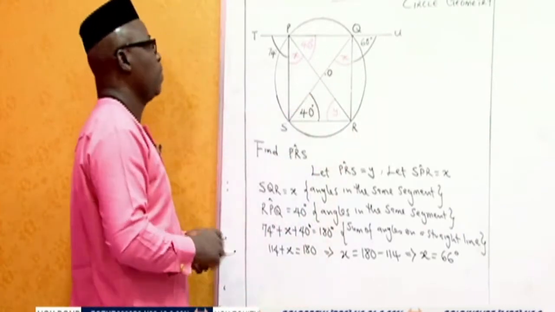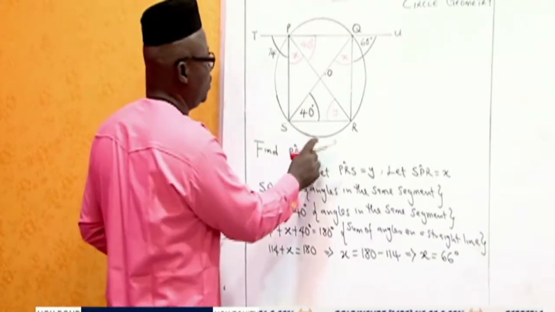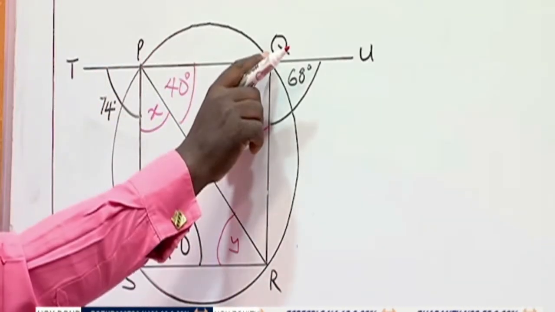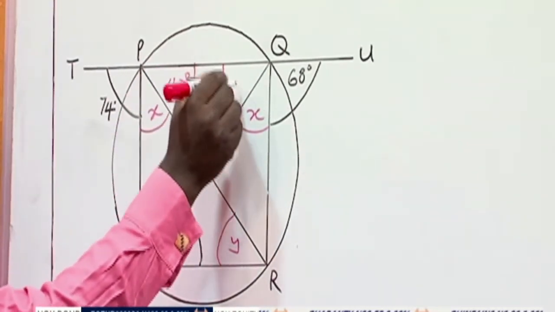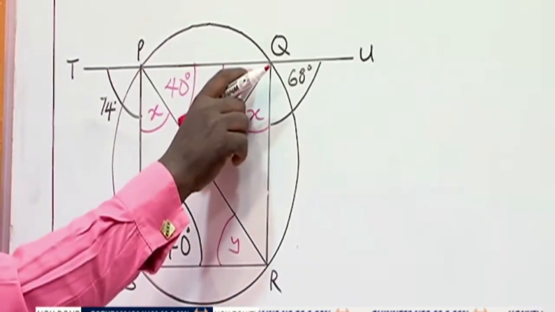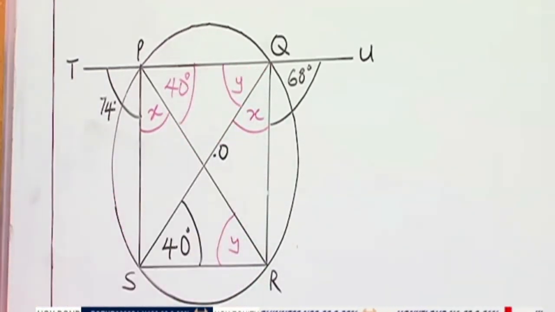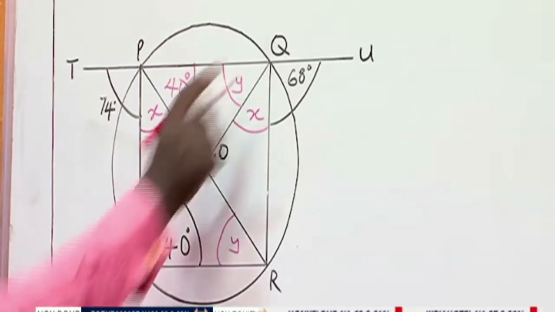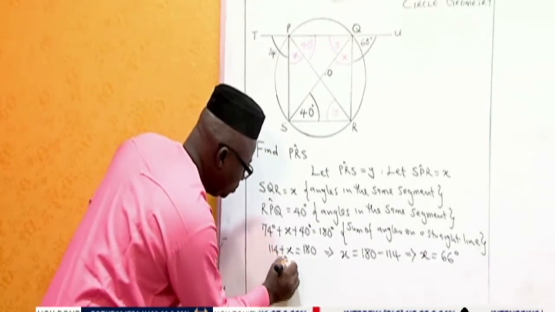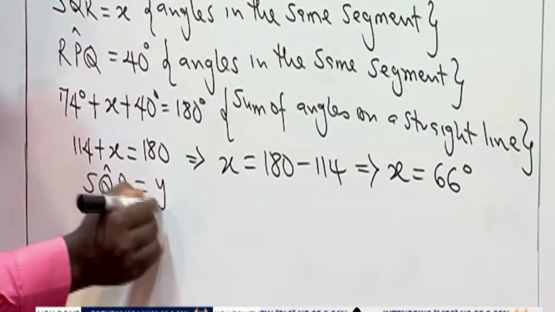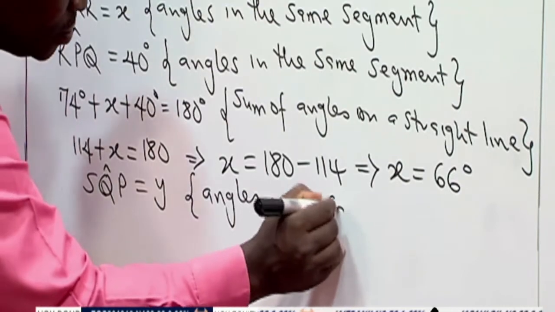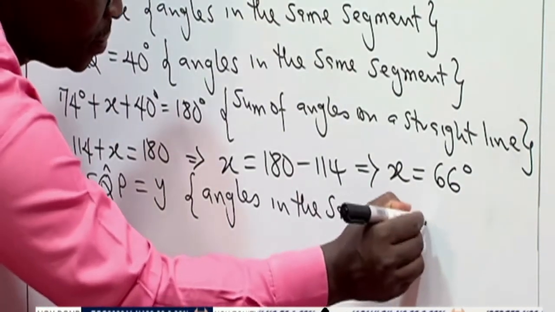X is 66. Looking at the diagram closely again, angle SRP is going to be the same as angle SQP. So this place will also be y. Then, because this angle and this angle, they are angles in the same segment. So I'm going to write that angle SQP is going to be the same as y. The reason, angles in the same segment.